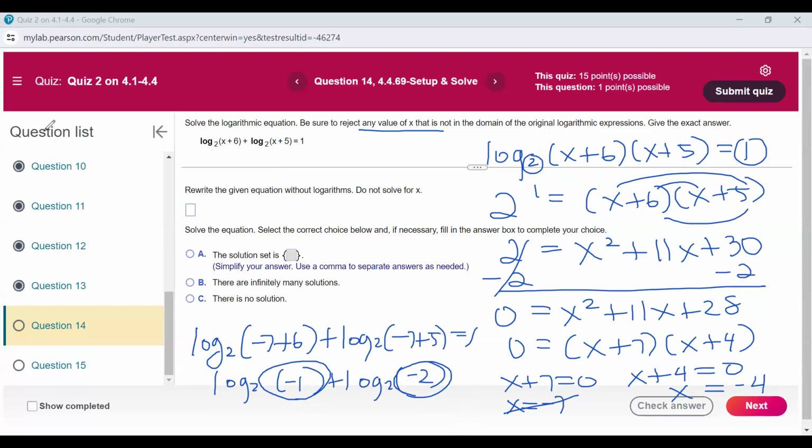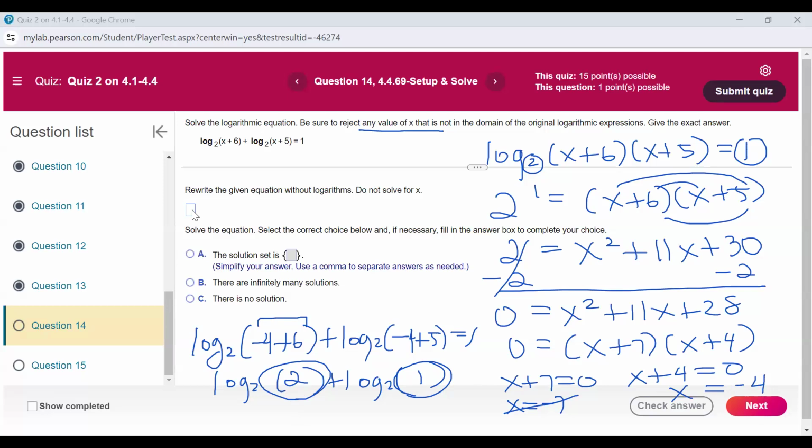So let's check -4. So if we plug in -4, you get +2 and +1. And although the x value was negative, after you plug into the domain, it becomes a positive number. So the only solution to this would be x equals -4.